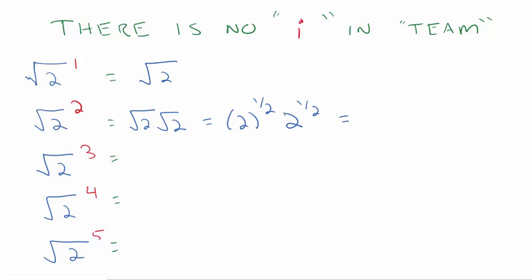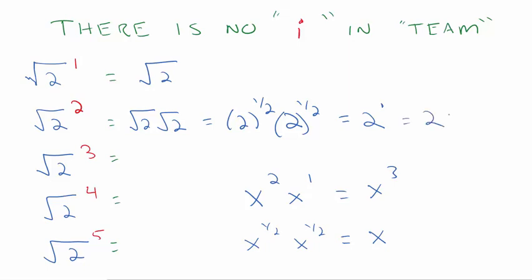If I had an expression like x squared times x to the first power, you just add those exponents, so it would be x cubed. And if I had x to the 1/2 times x to the 1/2, you do the same thing: you add those exponents and just get x. So when you have 2 to the 1/2 times 2 to the 1/2, you add those exponents and get 2 to the first power, which equals 2. So square root of 2 to the second power equals 2.